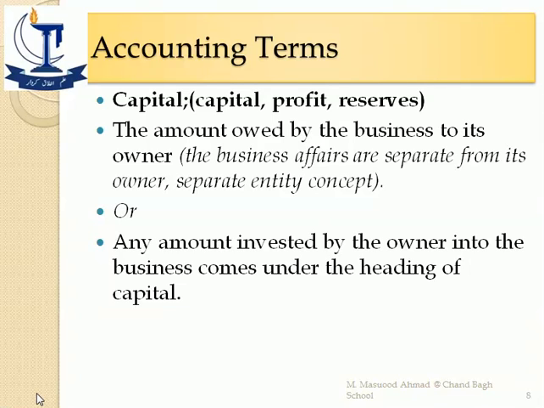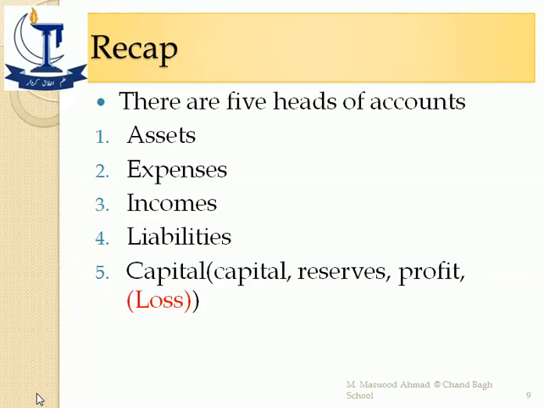So boys, these were the 5 heads of account. Let's recap. What are they? The 5 heads of account. Number 1 was assets, then expenses, number 3 incomes, liabilities, and capital. So boys, all these 5 heads of account come again and again and again, and all the accounting revolves around these 5 components. So learn them, and they are not difficult. Please learn them by heart.